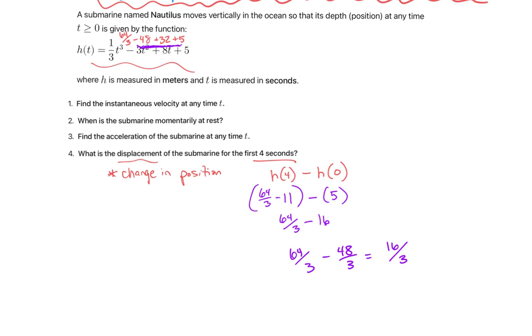If I'm going to answer this problem, I could do it in a nice way. I could say the displacement of the submarine is 16 thirds, and they were measured in meters, so it moved 16 thirds meters over the first 4 seconds.